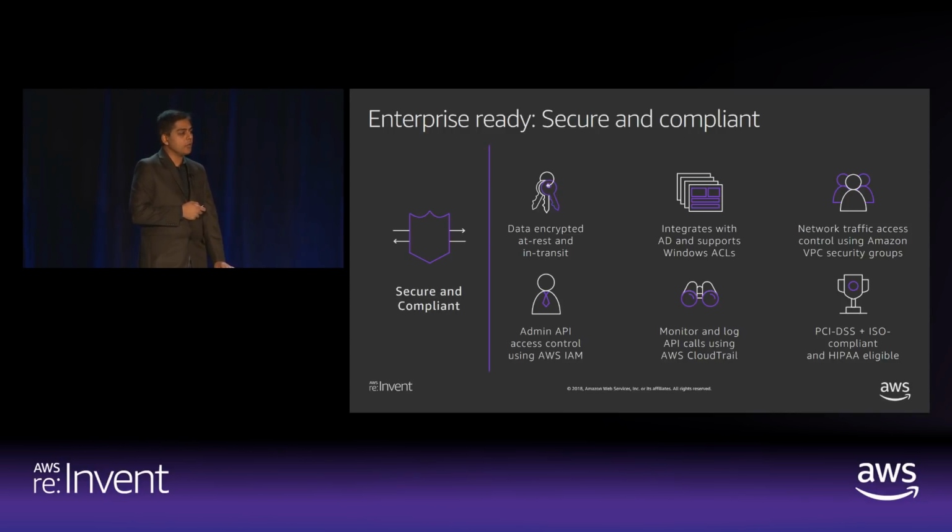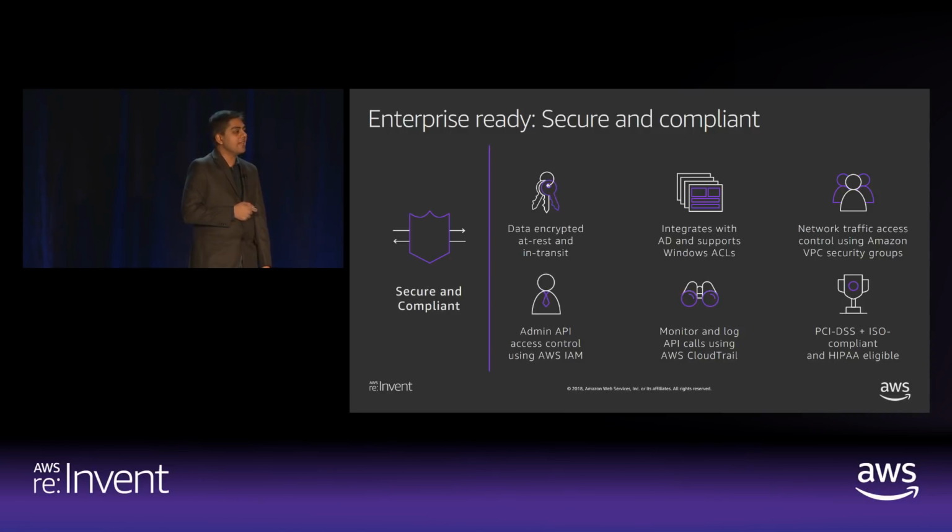The first thing I'll talk about is encryption. All data in Amazon FSx is always encrypted. You don't need to do anything to enable it as such. The data itself is encrypted using keys that you manage in AWS Key Management Service, or KMS. And you can use either AWS managed CMKs or customer managed CMKs. So we support both.